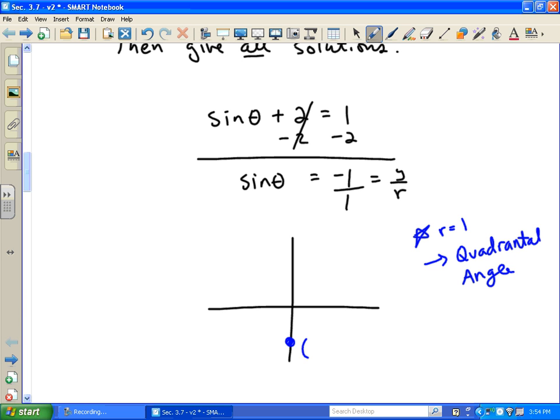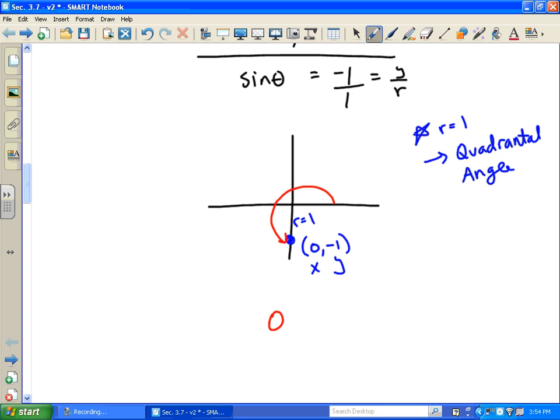If I label this point 0, negative 1, you notice that y is equal to negative 1 while x is 0. R is equal to 1. That is the only axis that that information is true for. And so in this case, the angle is always measured from the positive x-axis around to that terminal side. And so in this case, we see that the only answer to our equation is theta equals 3 pi over 2, or 270 degrees.